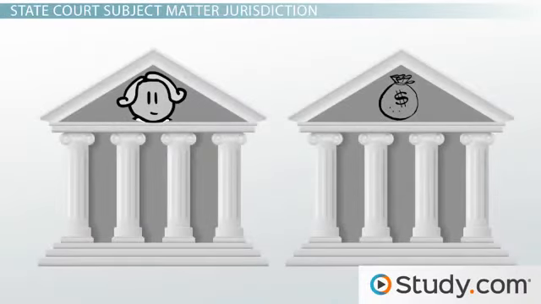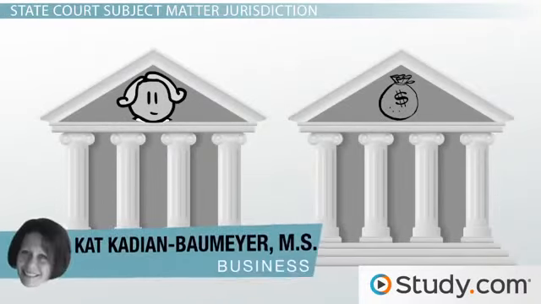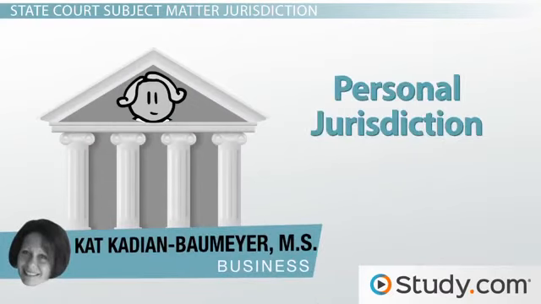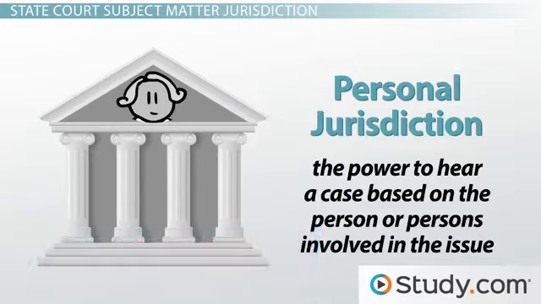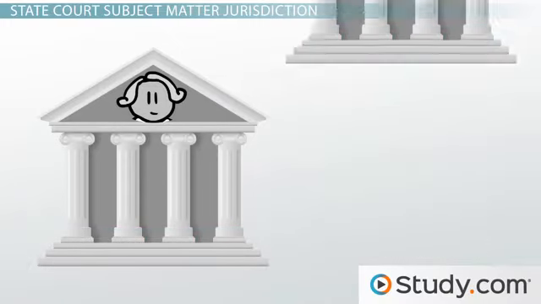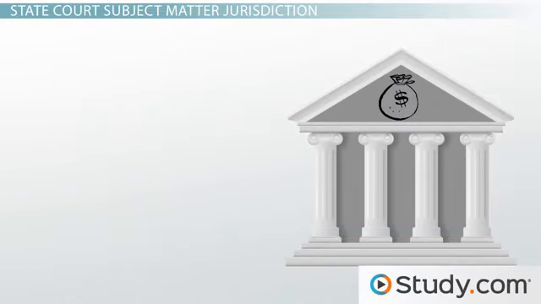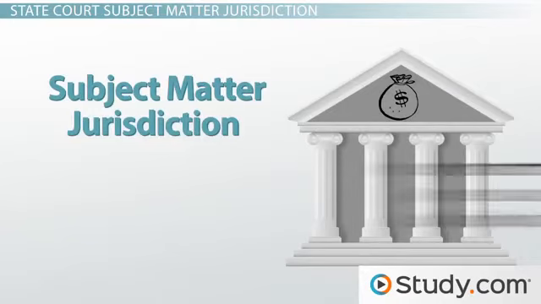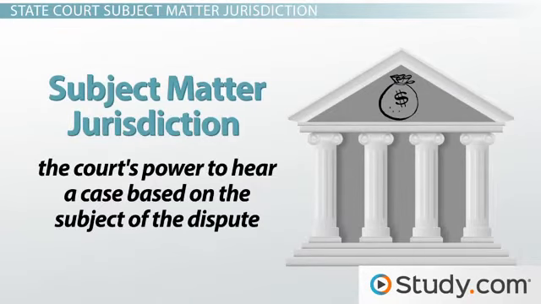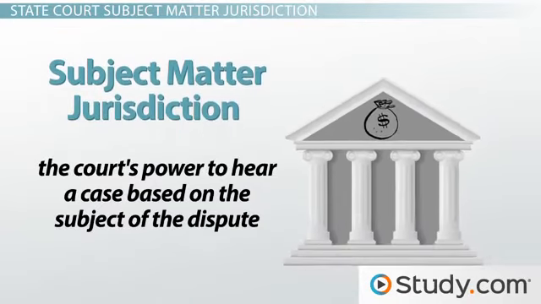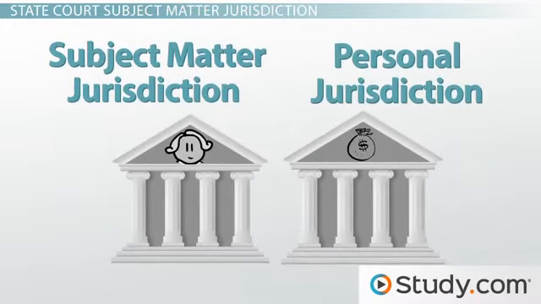There are two types of jurisdiction a court must have in order to hear a case. The first is personal jurisdiction, or the power to hear a case based on the person or persons involved in the issue. The court must also have subject matter jurisdiction, or the court's power to hear a case based on the subject of the dispute. In other words, both personal jurisdiction and subject matter jurisdiction must be assigned for a court to hear a case.